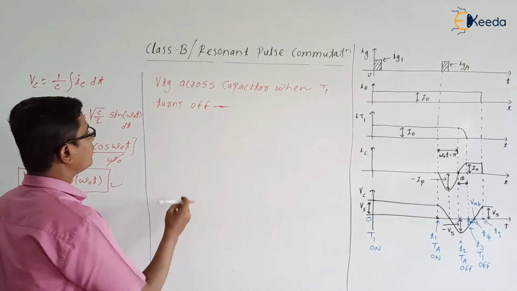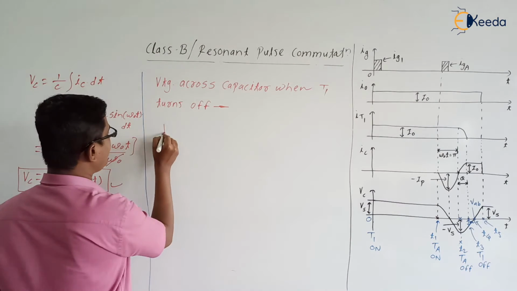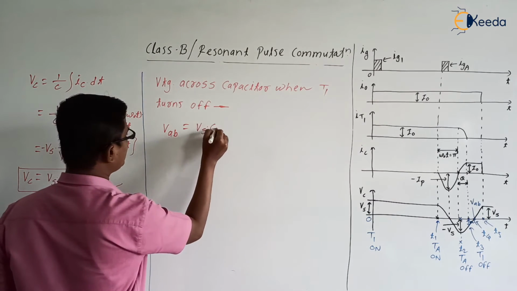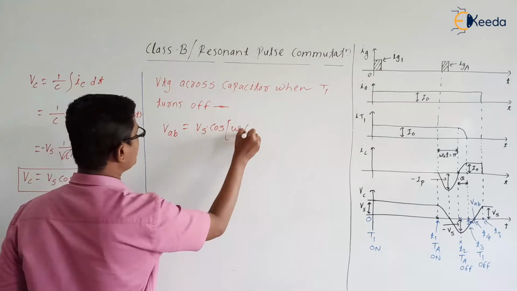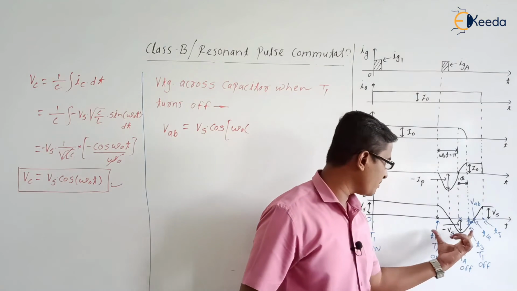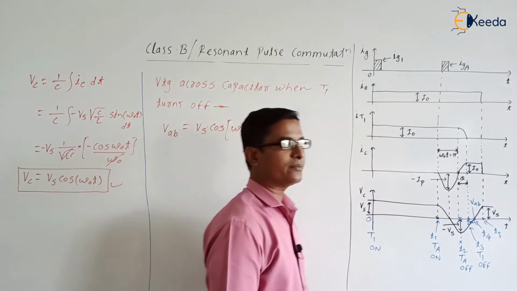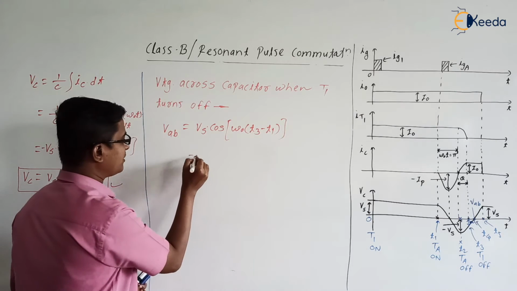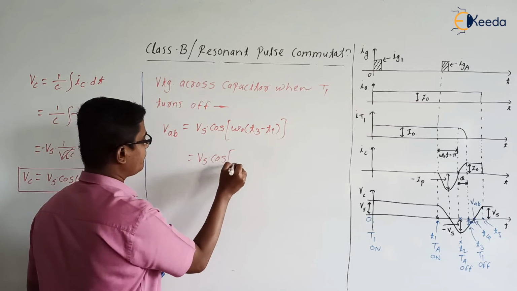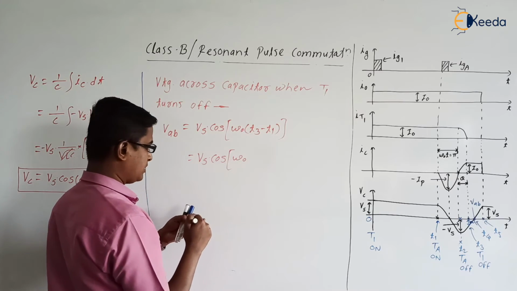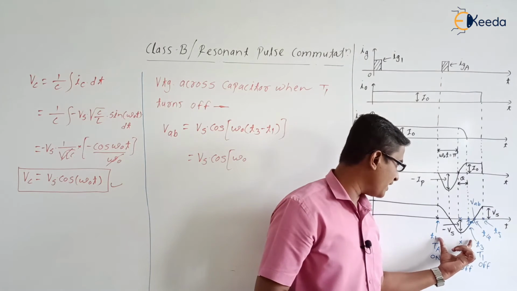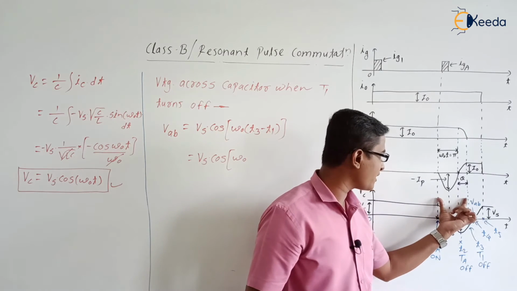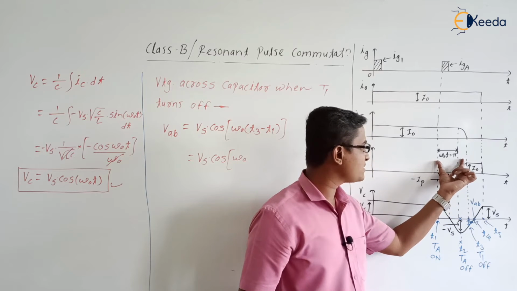So can we write the voltage across the capacitor, that is VAB, as Vs cos(omega 0 times the time)? What is the time? The time is t3 minus t1. Are you getting the point? So this can be written as Vs cos(omega 0 (t3 minus t1)), which means this time period or this angle. This angle is pi plus theta.